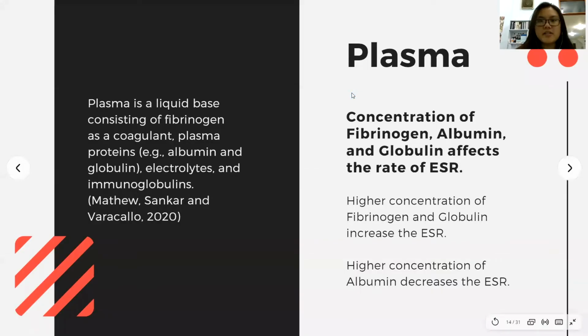So the fourth factor is the plasma. Plasma is a liquid base consisting of fibrinogen as coagulant, plasma protein, for example albumin and globulin, electrolytes, and immunoglobulin. Concentration of fibrinogen, albumin, and globulin affects the rate of ESR. Higher concentration of fibrinogen and globulin increase the ESR, but higher concentration of albumin decreases the ESR.